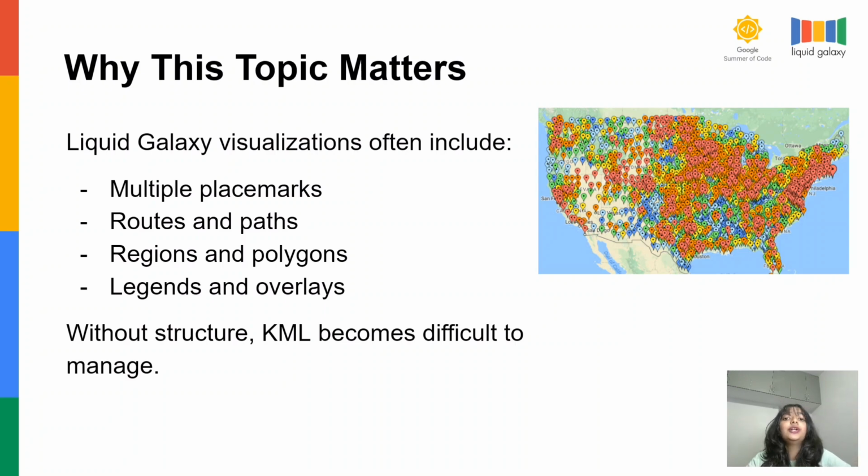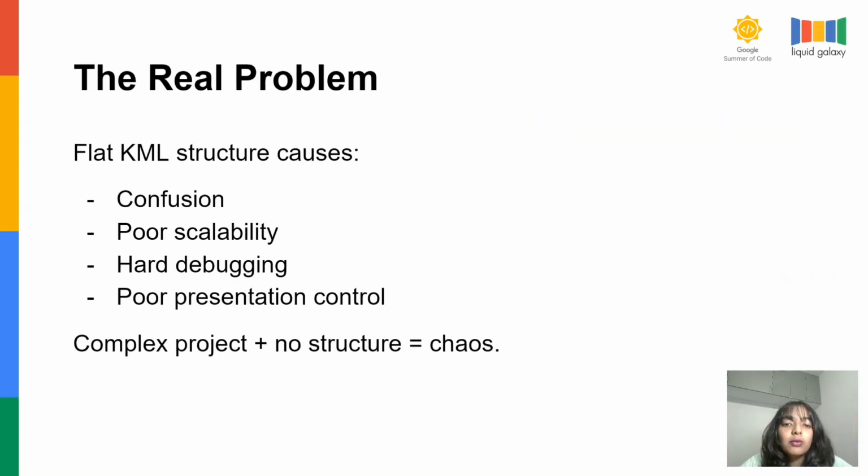Folders allow us to introduce logic. They allow us to think in layers. That shift from element-based thinking to layer-based thinking is what separates a beginner from a professional developer. The real problem: flat KML structure is the technical debt of the GIS world. In a flat structure, every placemark, polygon, and line string sits directly under the document. Let's break down why this is a real problem.